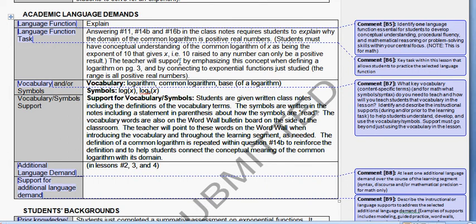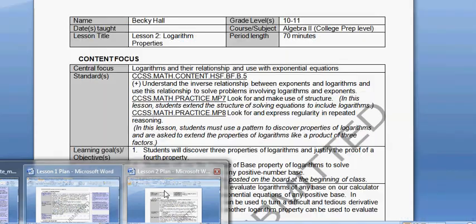So the teacher will support by emphasizing this concept when defining a logarithm on page 3 of the class notes, and then by connecting to exponential functions just studied. Okay, so if I'm asking the students to explain something, then you're going to want to talk about how you would support that. Here's another example.